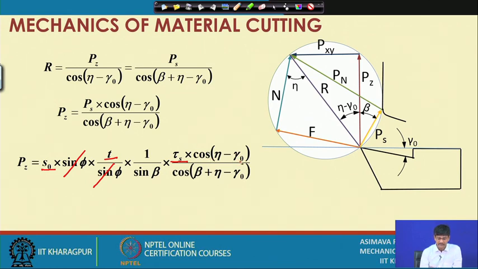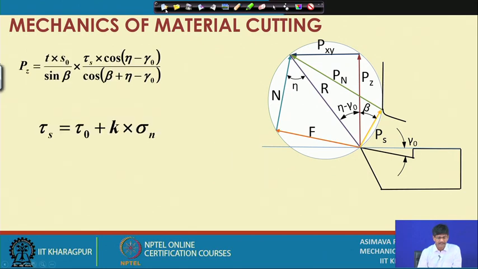The trouble is we cannot handle all these angles, because while gamma o is known from the tool angles, the orthogonal rake, we do not have a concrete idea about what the shear angle is and what eta is. So, let us quickly go through the possible ways in which we can find it out.